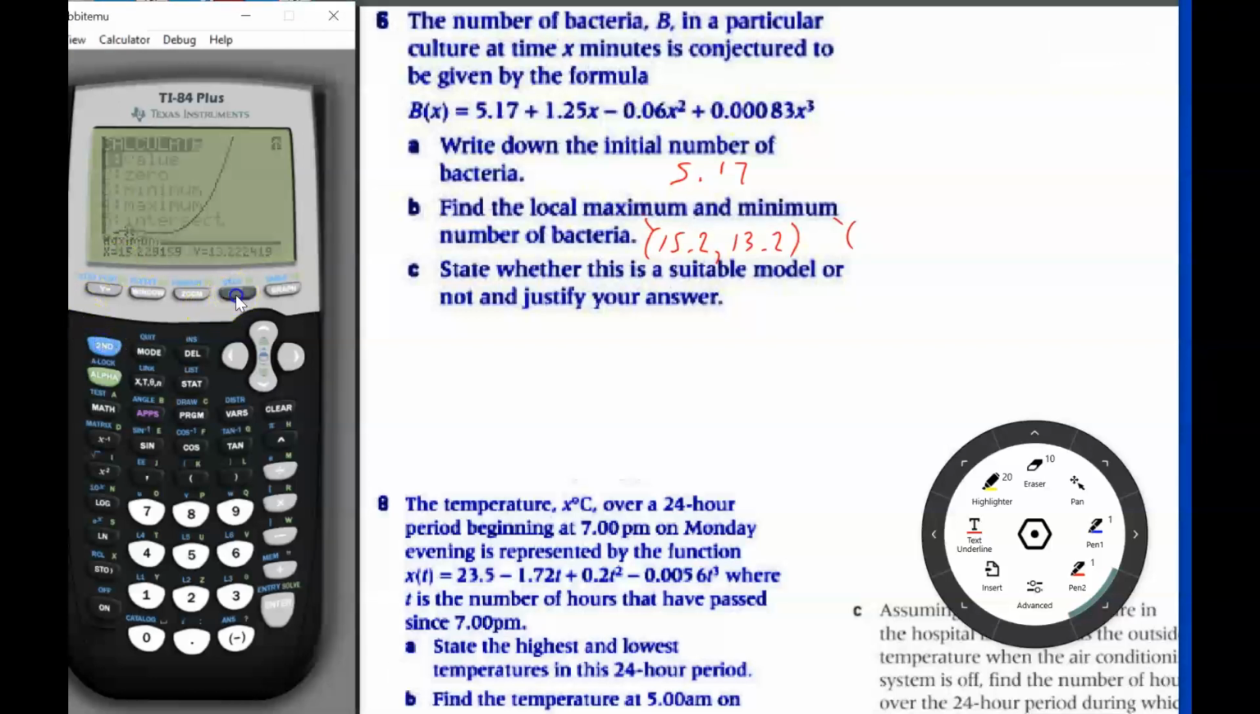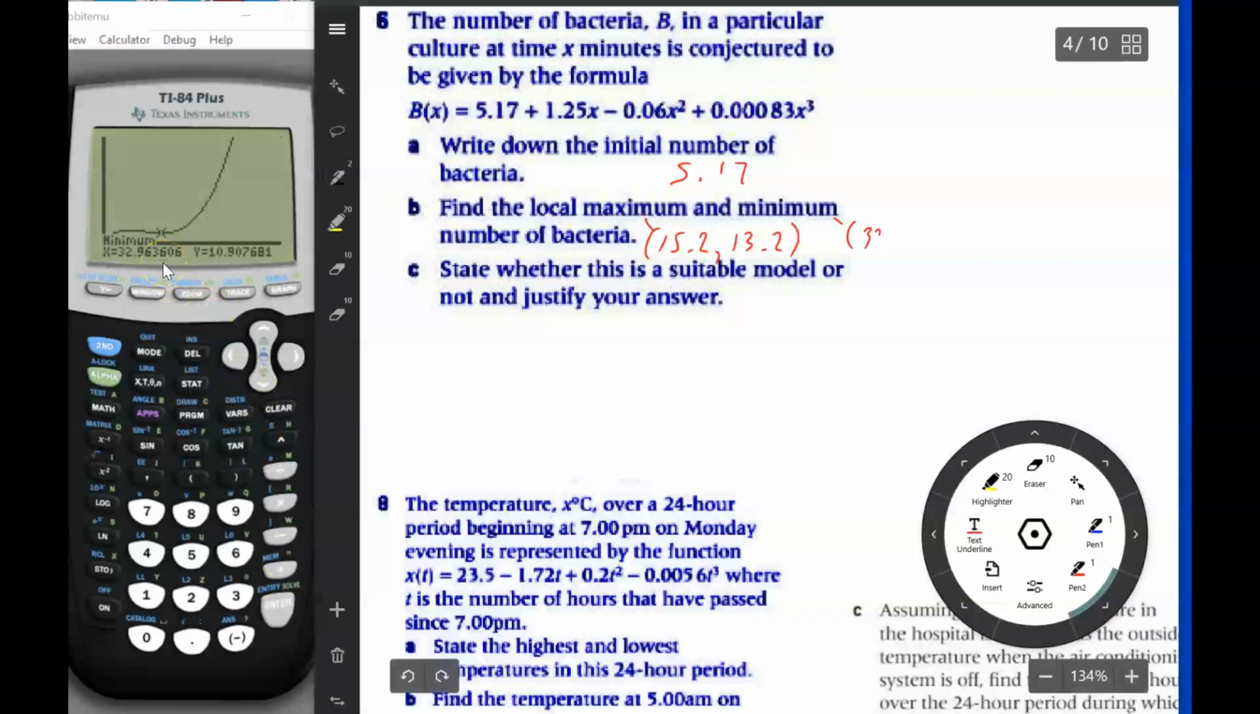And the minimum, let's do that. Second calc, and minimum is 3, and the minimum is this valley right there. So we'll put the left boundary there, and we'll put the right boundary here. Enter, enter. And the minimum is going to be 32.96, so 33.0, and the y value is 10.9.